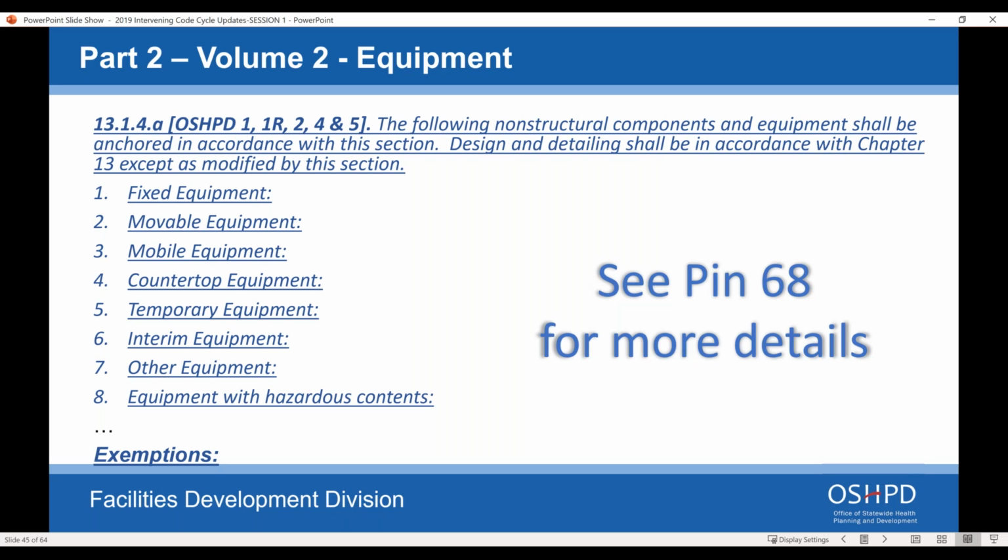So we decided to write it more in the affirmative, like these equipment will be anchored and braced. So you start with fixed, then you move on to movable, mobile, etc. And then you can see whether you have to be anchored and braced and what the requirements are. And if you want more information on that, there is PIN 68 that you can refer to, and I think Richard also mentioned that as well.